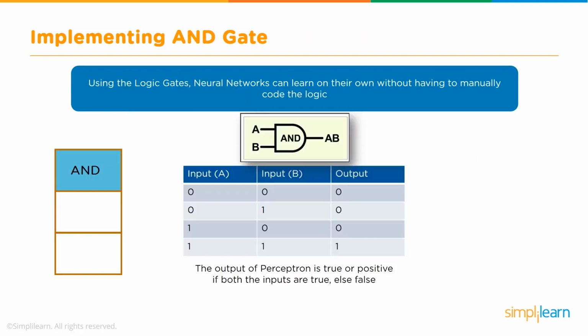Now, most of these gates could be implemented with a single layer perceptron except for XOR, and we will see why that is in a little bit. So this is how an AND gate works. With inputs A and B, the neuron should be fired only when both the inputs are 1. So if you have 0, 0, the output should be 0. For 0, 1, it is again 0, for 1, 0 again 0, and for 1, 1, the output should be 1.